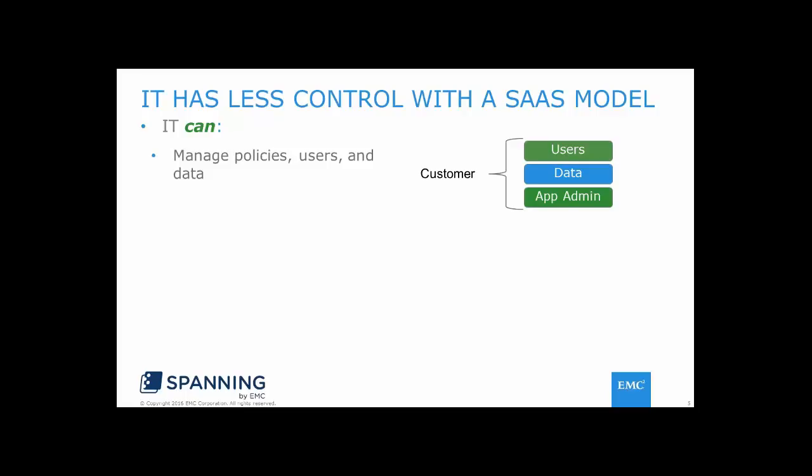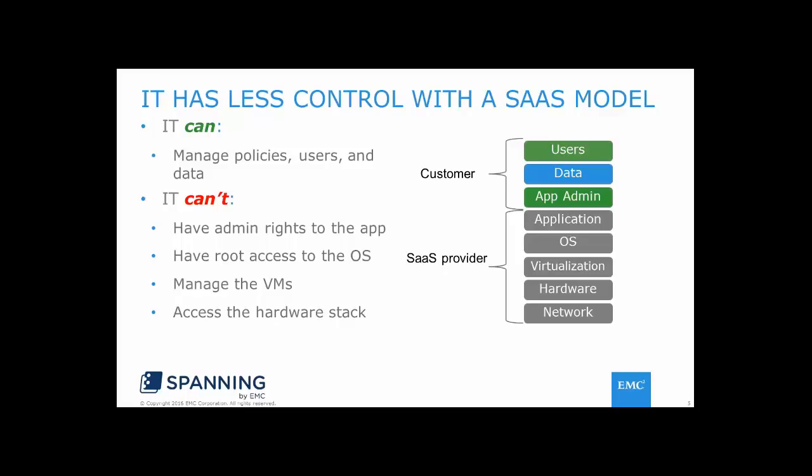And this has led to IT having less control and feeling a little out of control, I think. So the things we can do are manage policies, manage users, and make sure the data is flowing the way it should be. From now on, though, once you move to a SaaS model, you don't have any administration rights to the application. That means whatever the SaaS provider decides to use as the application is the application you're going to use, that version. You don't have root access to the OS, so you can't tweak things. You can't think about different ways to have a disaster recovery plan. You can't manage the virtual machines that might exist. You just can't access that hardware stack at all. That's what the SaaS provider is doing for you.